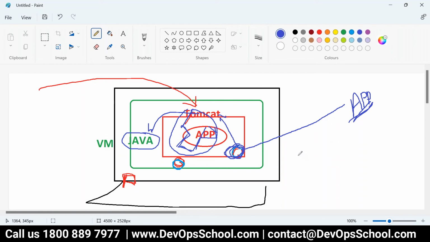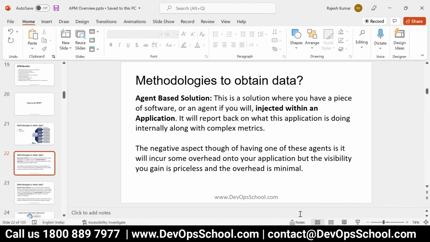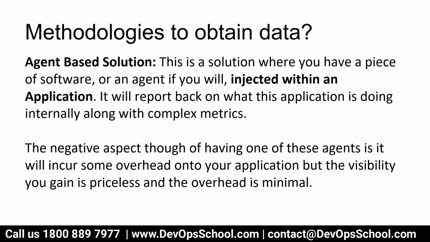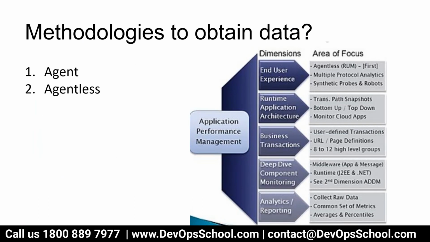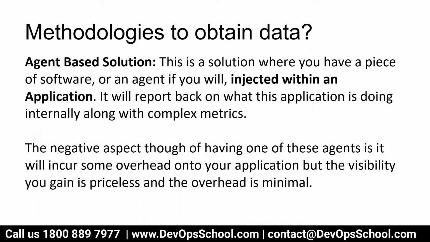Yes. So this will be the collector. That is what I'm talking about. How do we obtain APM data? We obtain it through an agent. Agent means it's a piece of software, code, injected within an application. Is that clear for all of you?